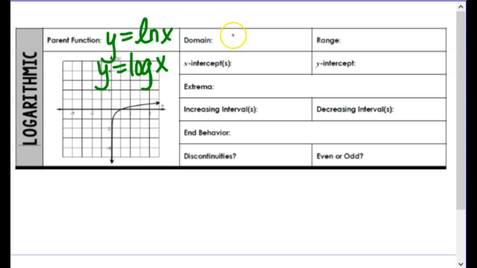These are the inverse of what we just did, okay? So where on those the range was 0 and greater, on these the domain is 0 and greater, and the range is all real numbers. You're just flipping what was happening on the exponential graph. So that one had no x-intercept. It had, yes, it had a y-intercept. This one has an x-intercept.